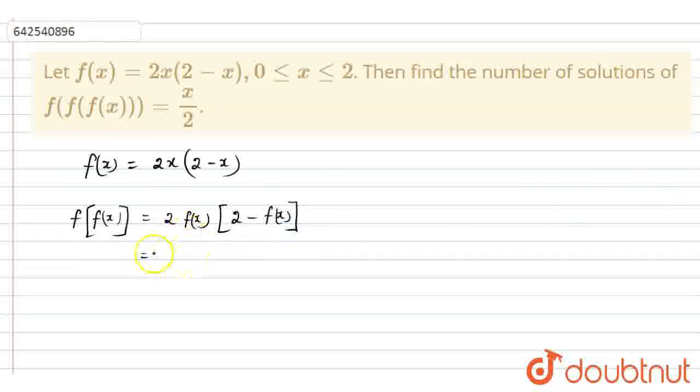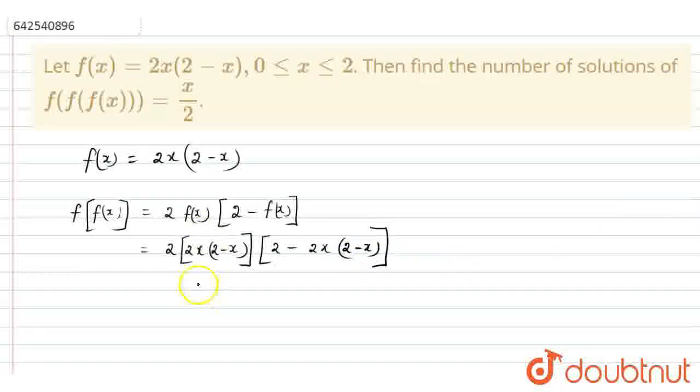Okay students, I'm going to substitute the value here. 2 into f of x, which is 2x into 2 minus x, and then 2 minus f of x, which is 2x into 2 minus x. Now I'm going to multiply this one, so we will get 4x into 2 minus x, and then minus 4x into minus x, minus into minus is plus, so 2x square. So I'm going to write here 2x square minus 4x and then plus 2 will come here.